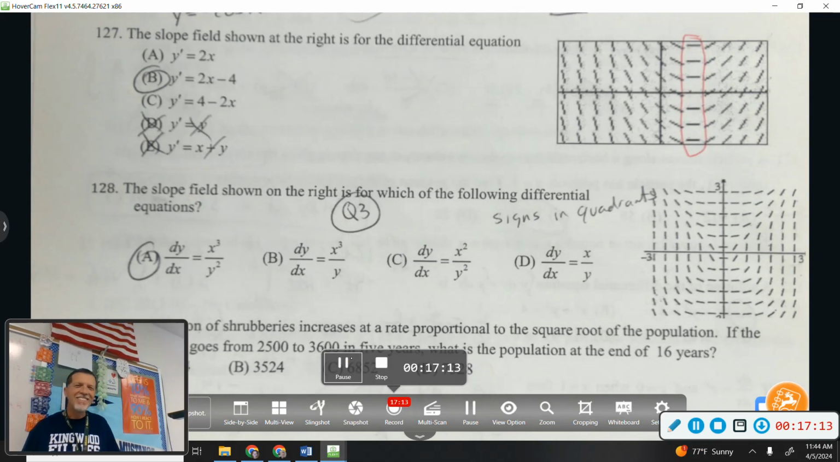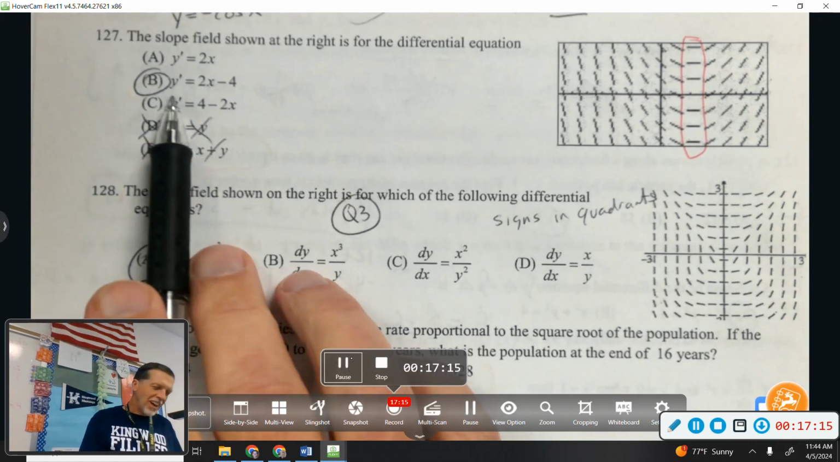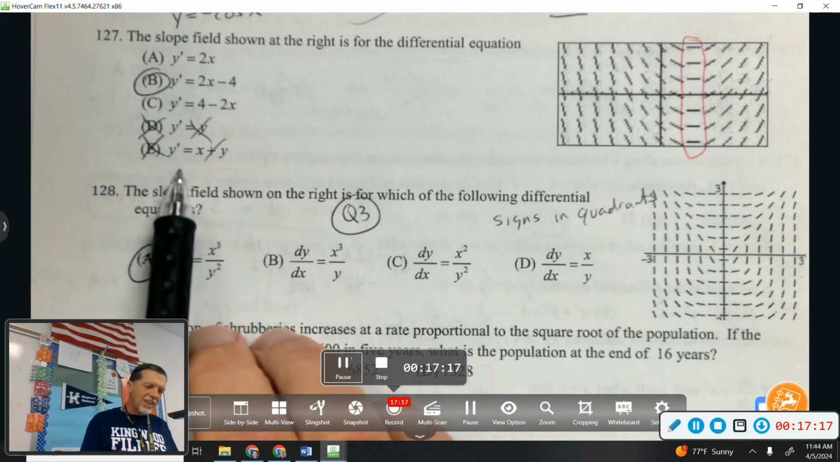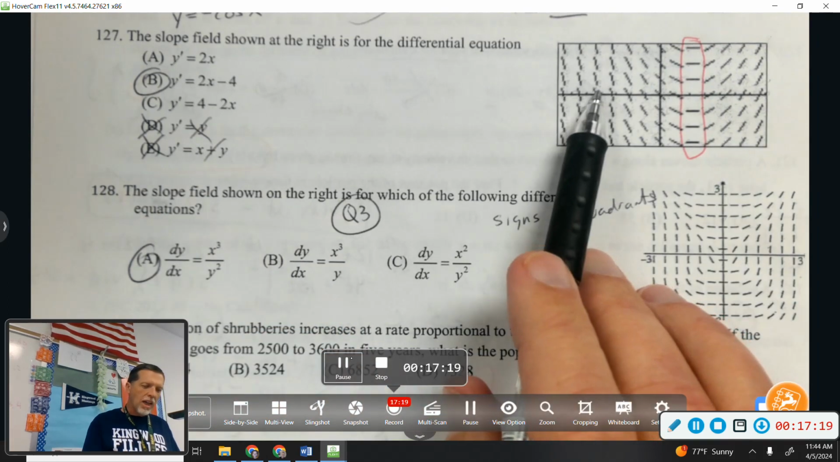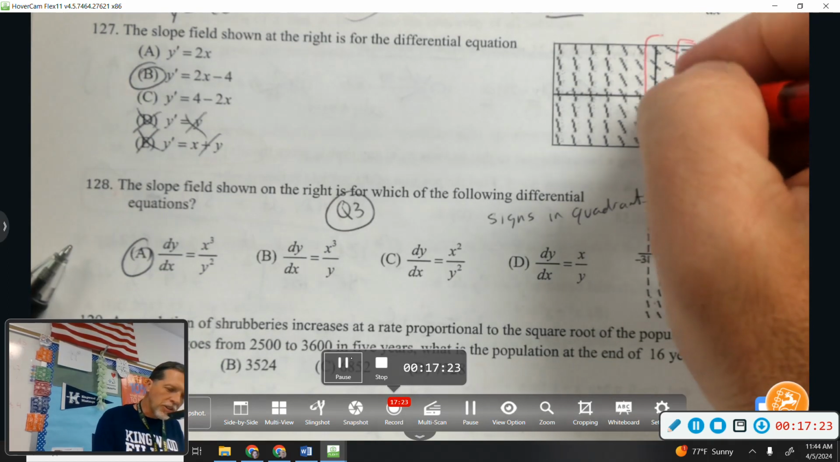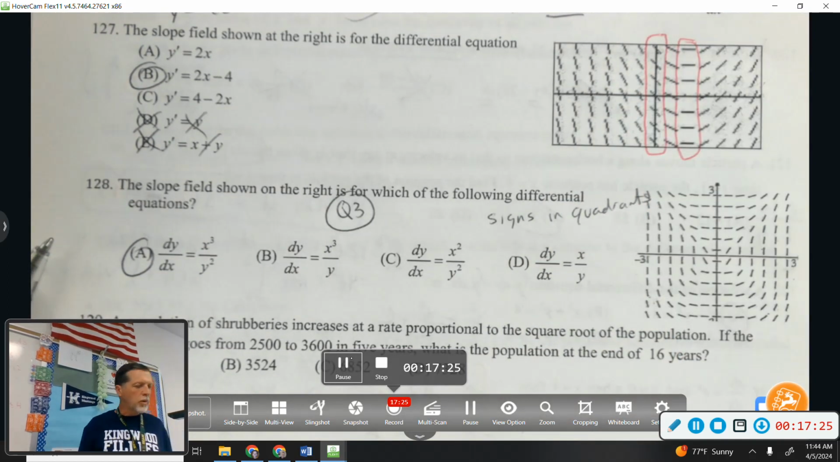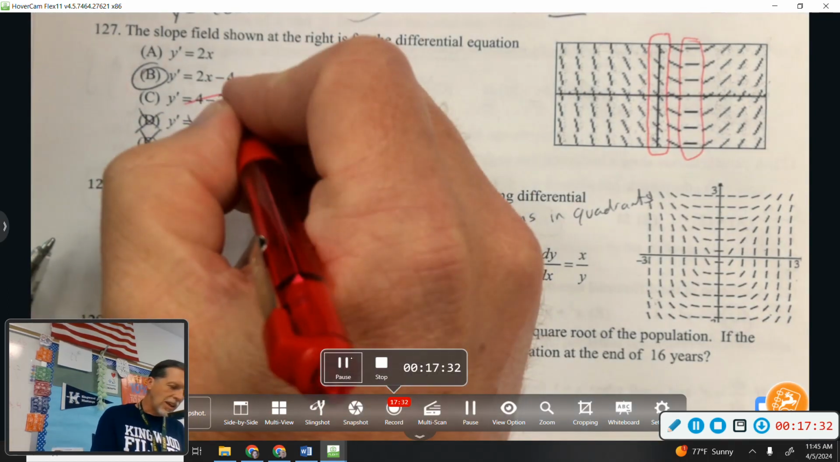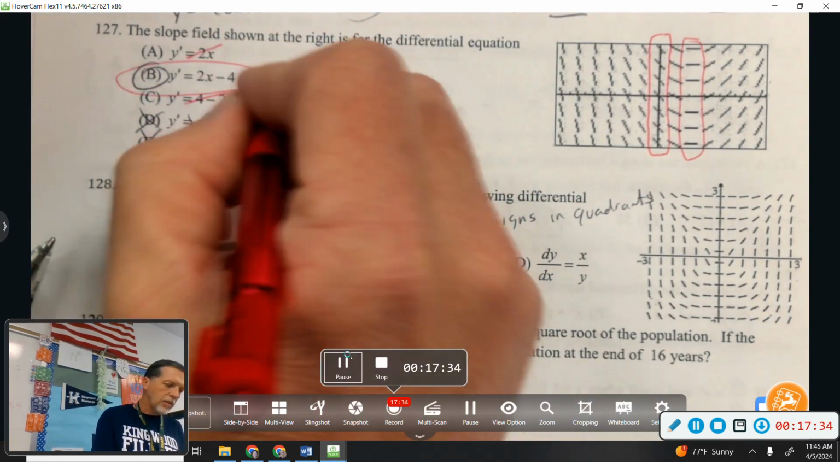So 27, we ruled out D and E because it didn't depend on y. And then someone said, if you looked at x equals 0, I need to have a negative slope. All right, when x is 0, I need a negative slope. That would rule out C and rule out A, so it would have to be B.